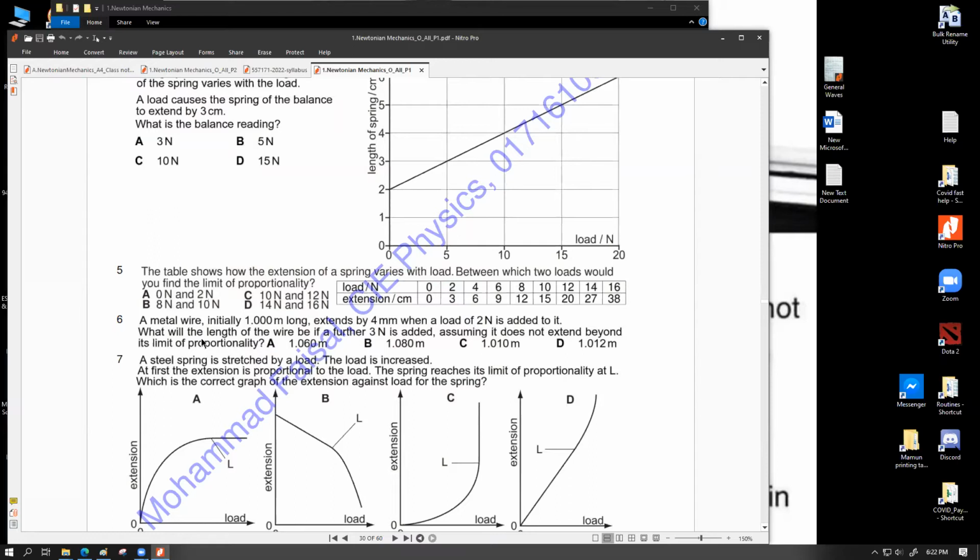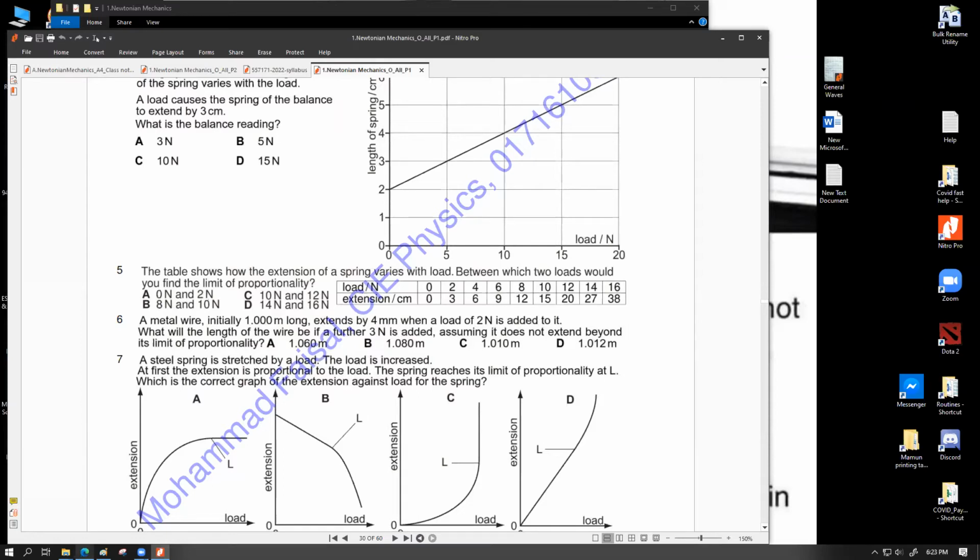It's actually pretty simple. It says it extends by 4 millimeter when a load of 2 Newton is added to it. What will be the length of the wire if a further 3 Newton is added to it? So the total load it would be experiencing is 5 Newton. What we're trying to find out is how much extension it should have under 5 Newton. You can simply apply the unitary method because in this case it will work, or you can go for F equals Kx, that also works.